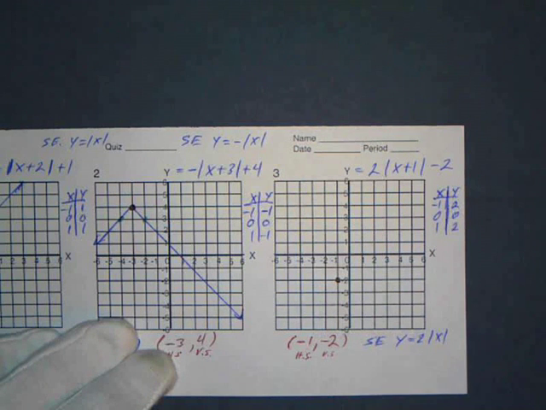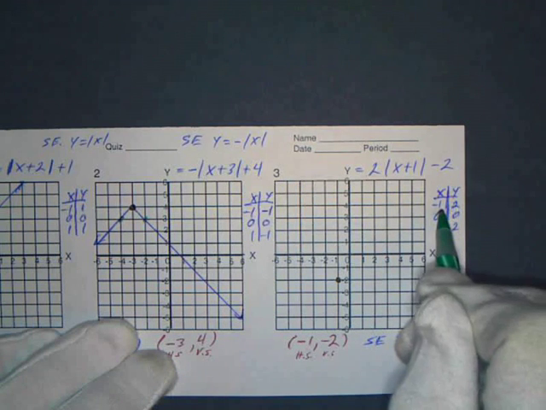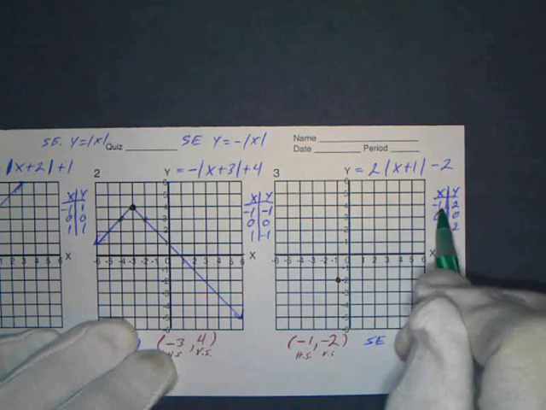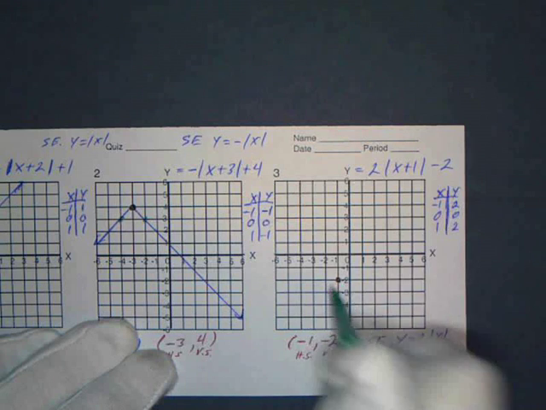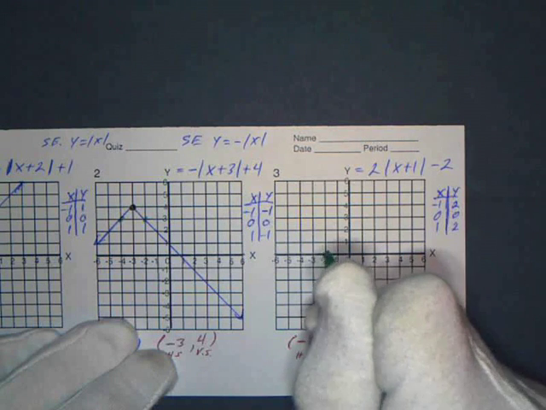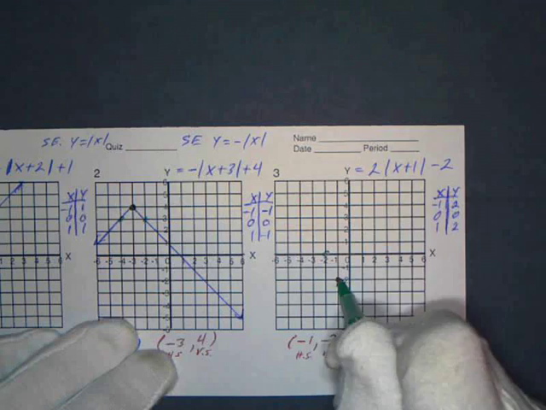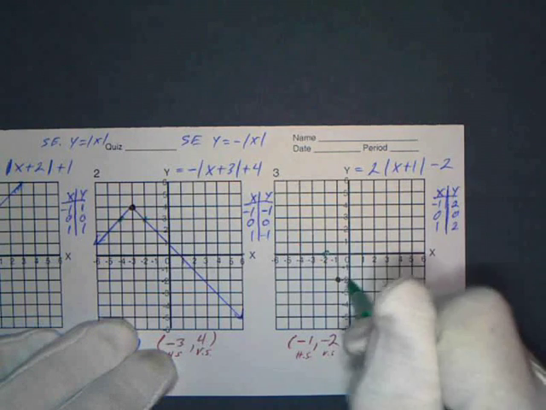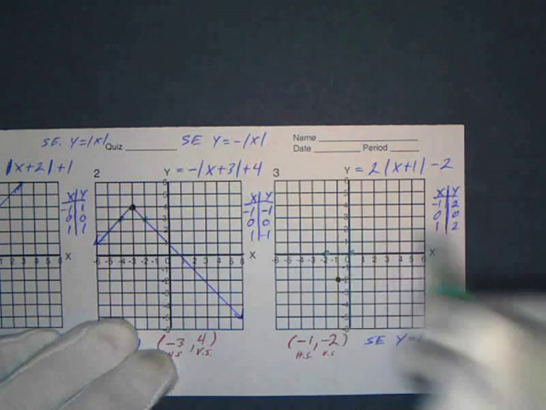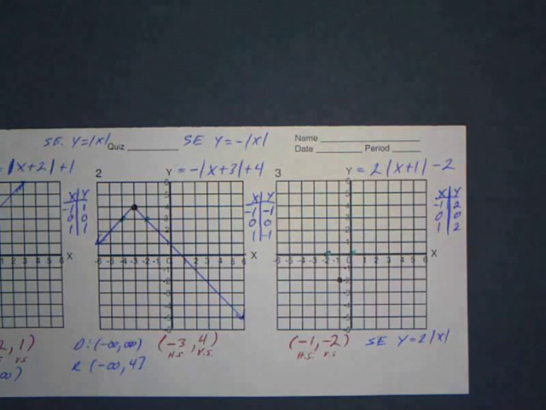points from here. So first of all, I'm going to move -1 to the left, or that's 1 to the left, up 2. And I'm going to move 0, 0, that's my 0 point, and then 1 to the right, up 2. And those are my key points, so there you go. Then you just connect those.